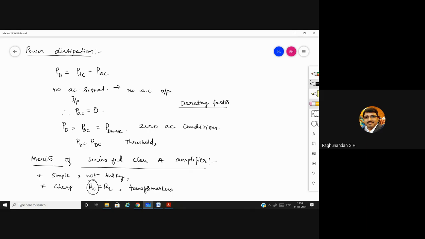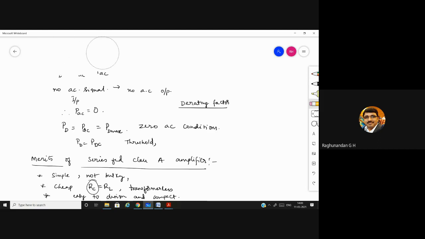And one more advantage is that the amplifier is easy to design. We don't have much to design here. It is just a fixed biasing design. By applying KVL, we can get the required results, and it is very compact. So these are the merits of the series fed class A amplifier.